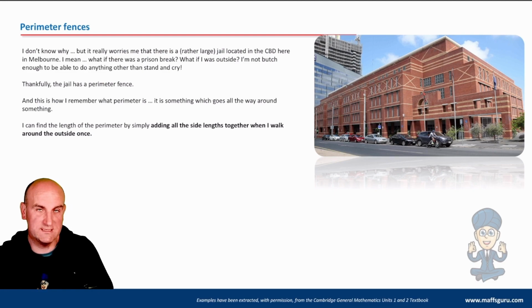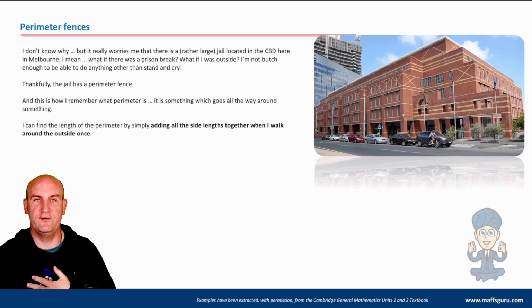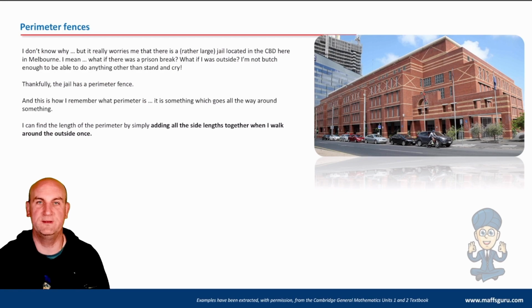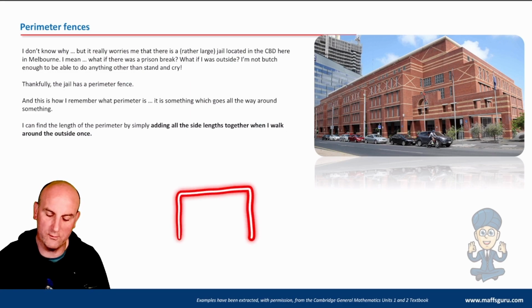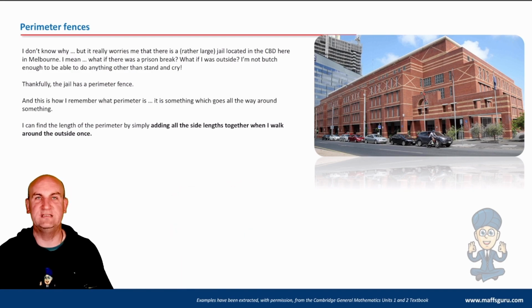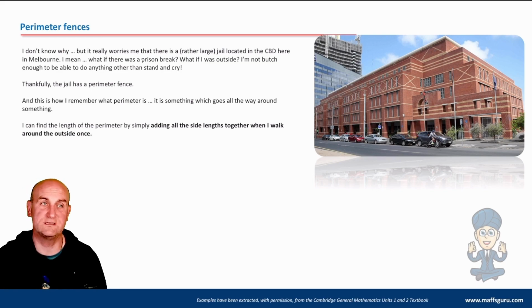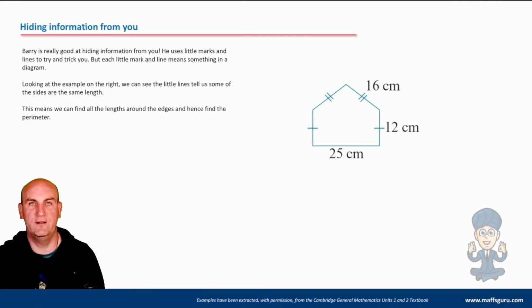Now, what keeps people in prison, other than the wish to do better in life, is basically a perimeter fence, which goes all around the outside, and so that's how I remember perimeter. It is a way of starting at one corner, walking all the way around the edges, and ending up where we started, and if I had my step counter on, I'd be able to measure how far that was. So perimeter: how far around the edge.